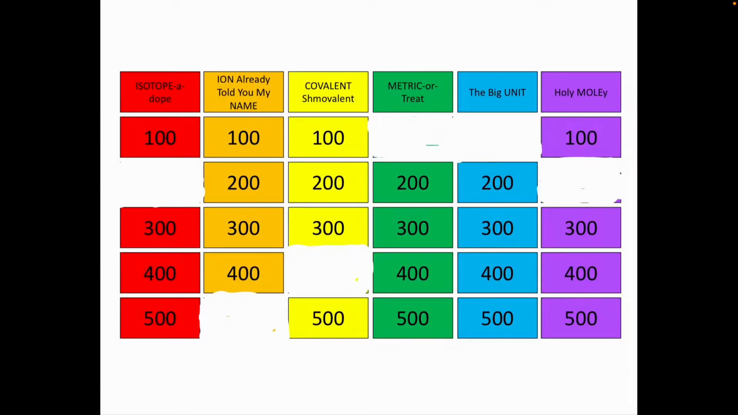All right, let's go. So pick another one for me. Isotope for 500. Got big money going now here.